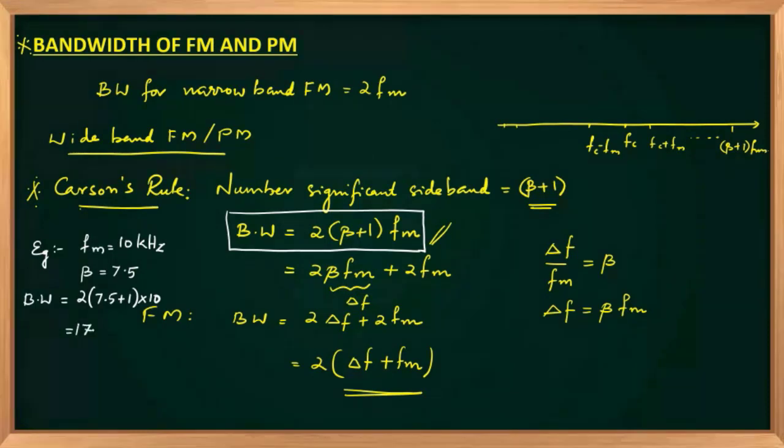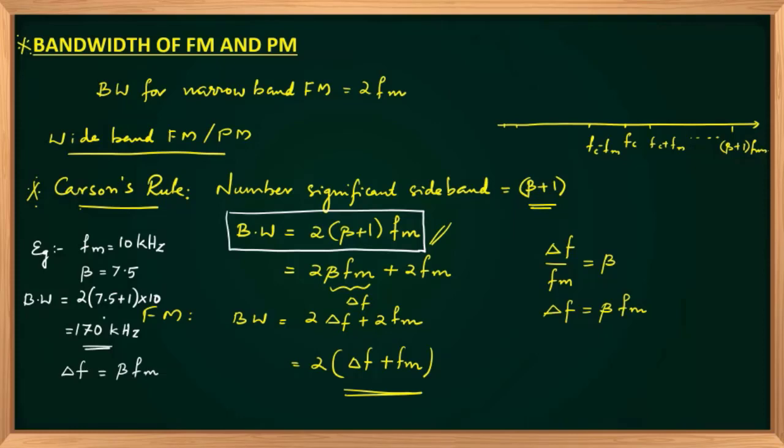Yes, that's an important equation. It's 170 kilohertz: 85 into 2 gives 170 kilohertz. We can also calculate using the other formula. What will be the frequency deviation in this case? We can find the frequency deviation from beta and FM. It is equal to beta into FM, that is 7.5 into FM.